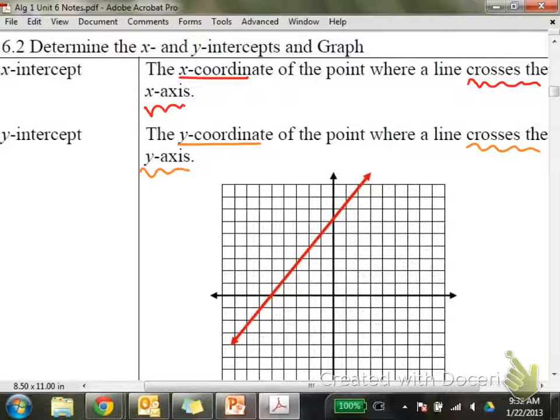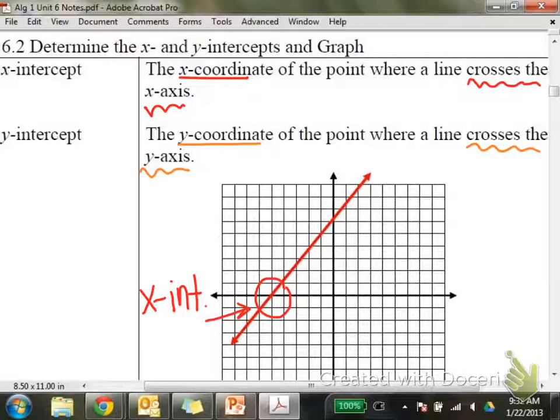All right, guys. Take a look at the line that I drew. My x-axis is which one? Going left to right or up and down? Left to right. So my x-intercept is going to be where it crosses, which is this point right here. I want you to circle it and label it x-intercept. I abbreviate intercept INT. So your x-intercept is where the line crosses the x-axis.